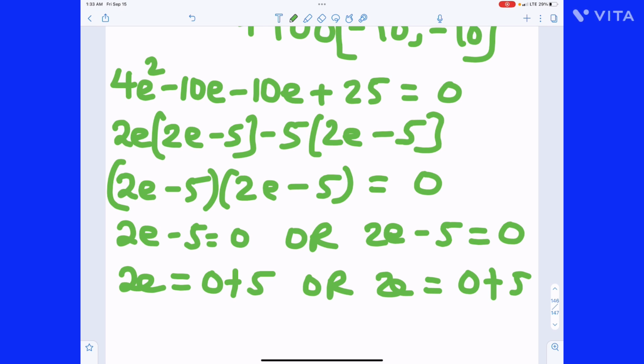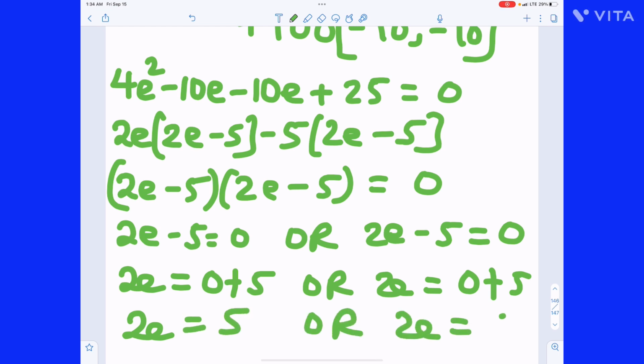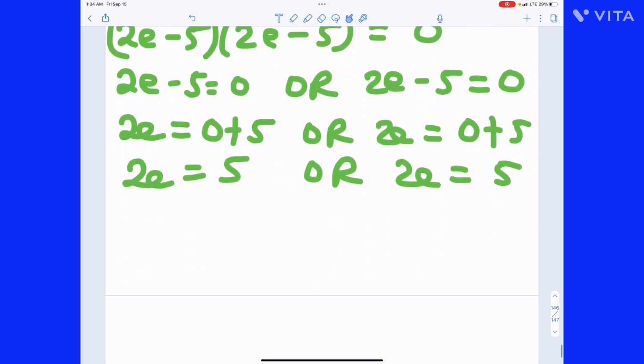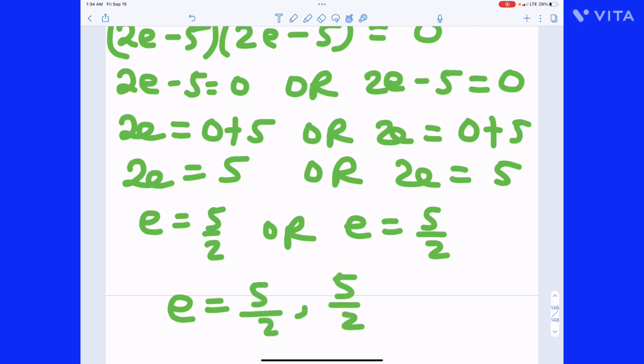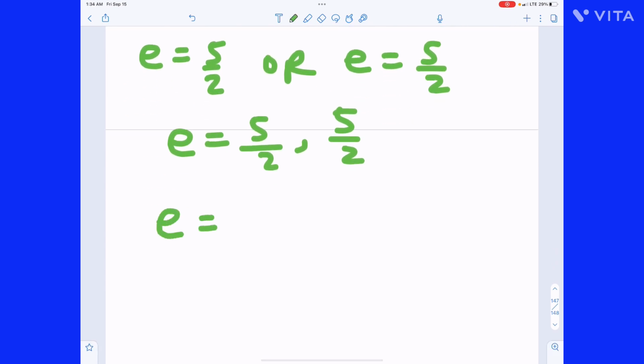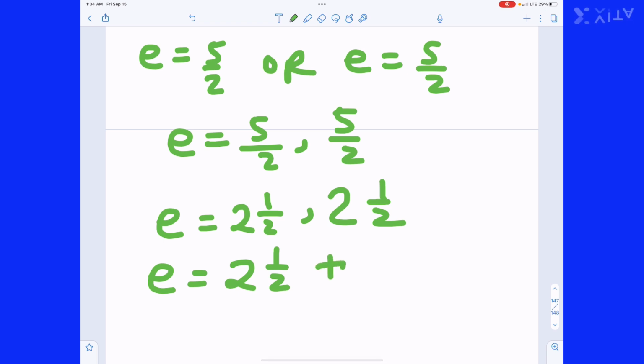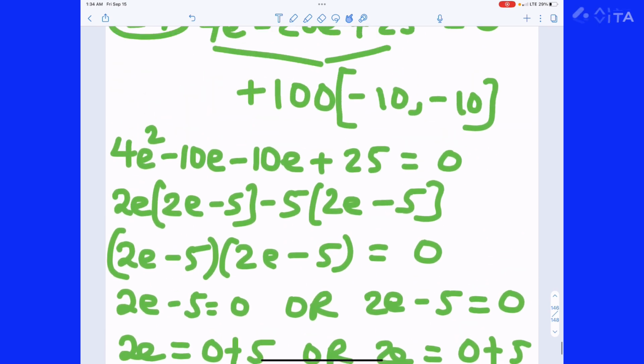Excuse me. So this is what 2e is 5. That gives you e is 5 over 2. So e is 5 over 2, comma 5 over 2. You can change it to e is 2 and a half, comma 2 and a half. And you can also write a final answer as e is 2 and a half twice.